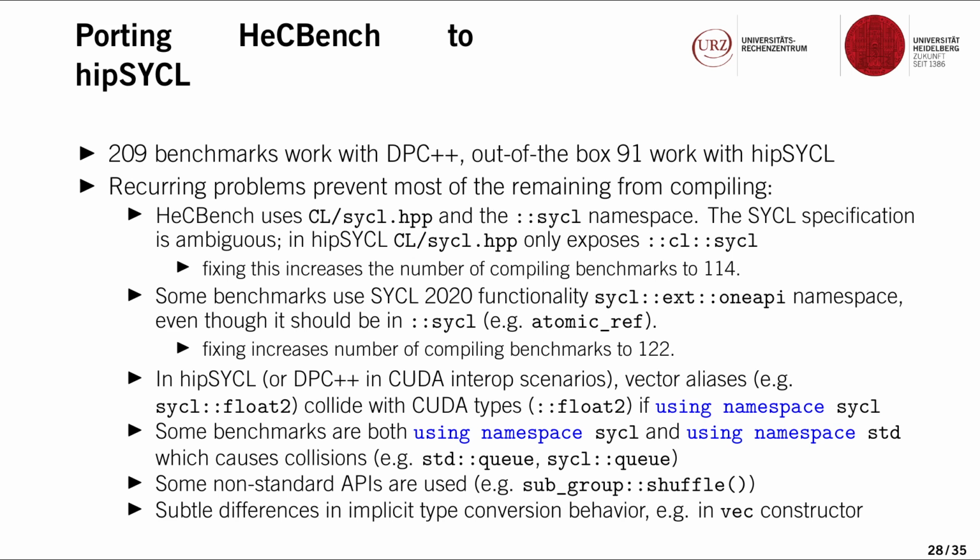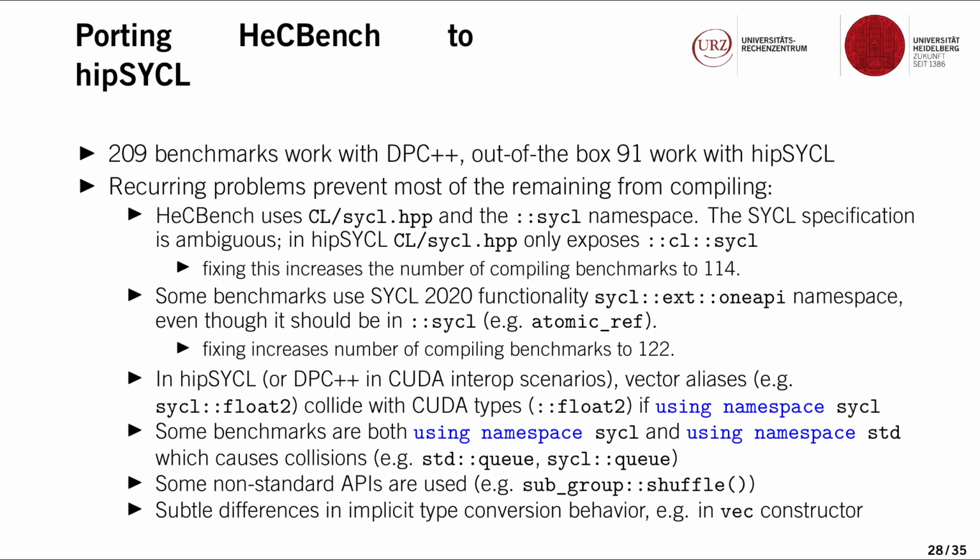If we fix this, then the number of compiling benchmarks goes up to 114. Then there are some benchmarks that use functionality from the SYCL extension oneAPI namespace, even though it should actually be in the regular SYCL namespace, such as atomic ref. And fixing this again increases the number of compiling benchmarks to 122.